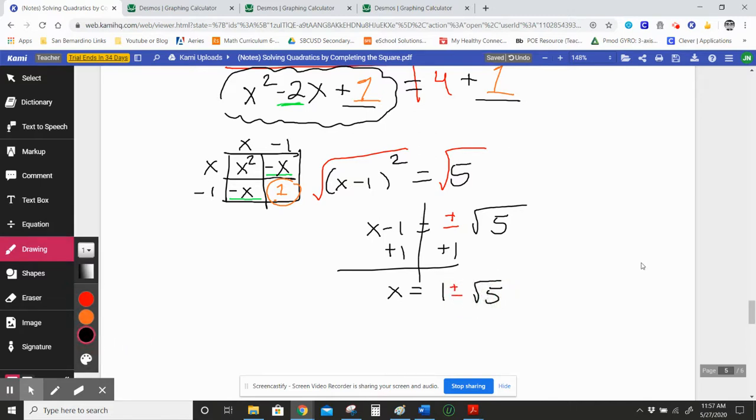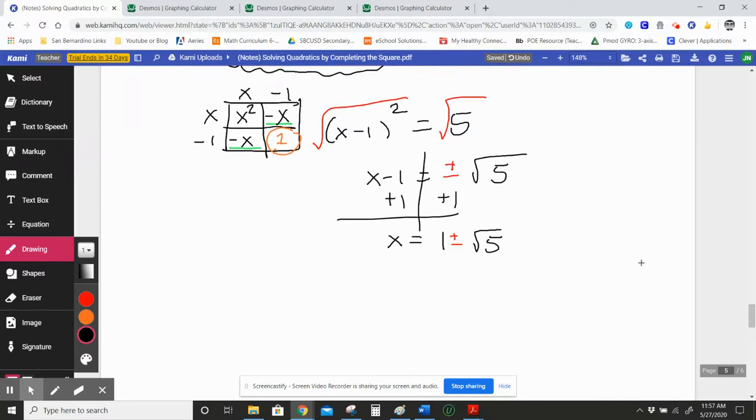Now, these are two answers. We're just lazy and write them as one single answer, but this is actually two answers. x is equal to positive 1 plus the square root of 5, and the other answer, x is equal to positive 1 minus the square root of 5. We're going to check this answer with Desmos. When we plug this into Desmos, it's going to give me a decimal, so let's figure out what that is first.